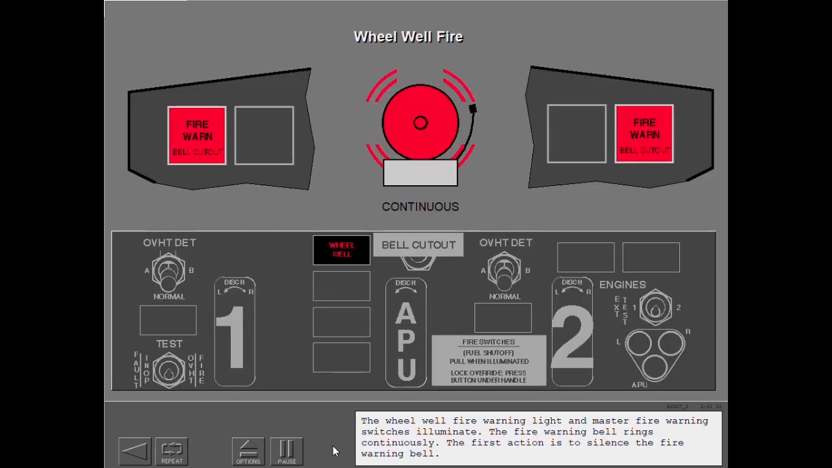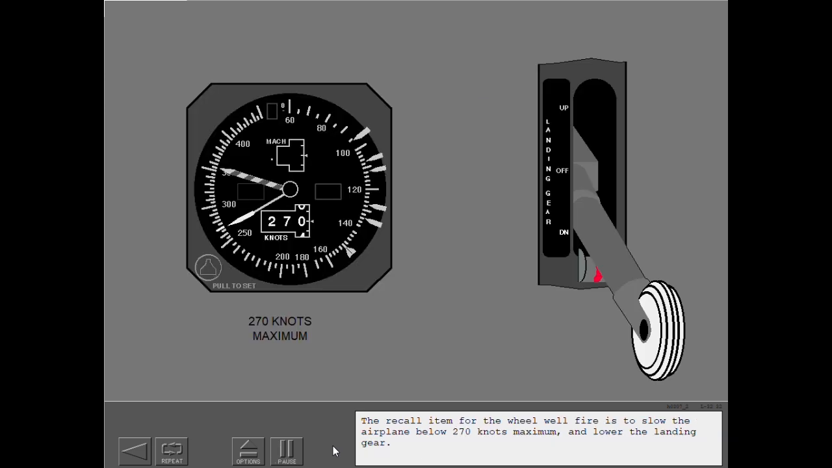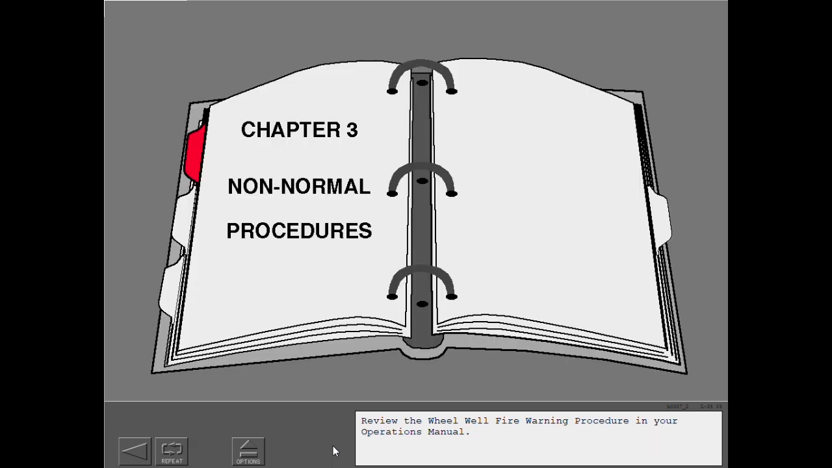The wheel well fire warning light and master fire warning switches illuminate. The fire warning bell rings continuously. The first action is to silence the fire warning bell. The recall item for the wheel well fire is to slow the airplane below 270 knots maximum and lower the landing gear. Review the wheel well fire warning procedure in your operations manual.